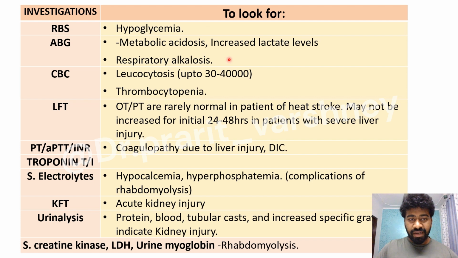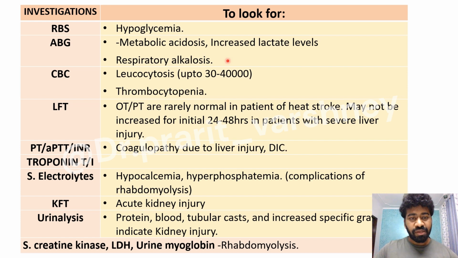Second is arterial blood gas. You will send ABG. It just takes 10 to 15 minutes for an ABG report to come. There might be metabolic acidosis because of increased lactate level, and the respiratory alkalosis because of respiratory distress. Patient will be tachypneic and CO2 will be washed out. And because of the CO2 washout, there will be respiratory alkalosis.